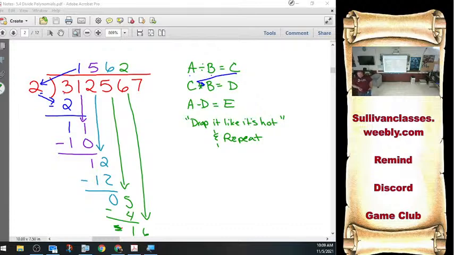If we could do this with multi-digit numbers that are arranged in descending order of place value, then I can also do it with polynomials. Okay?